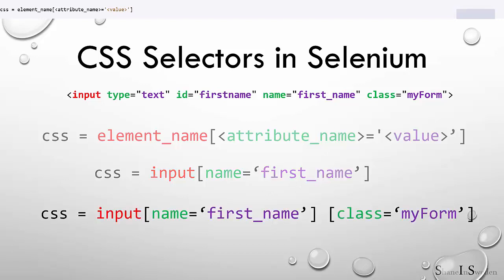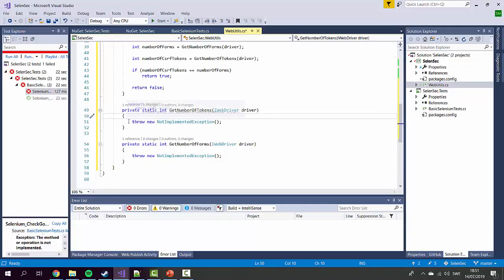We can also search for multiples, so we can search for name equal to first name and class equal to my form. So you can see it's a very powerful search method.